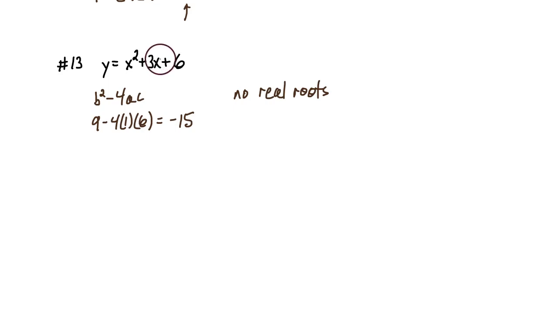If you were to graph the parabola, it doesn't intersect the x-axis. Because there are no real roots, we don't have to try to figure out if any real roots would be rational or irrational.